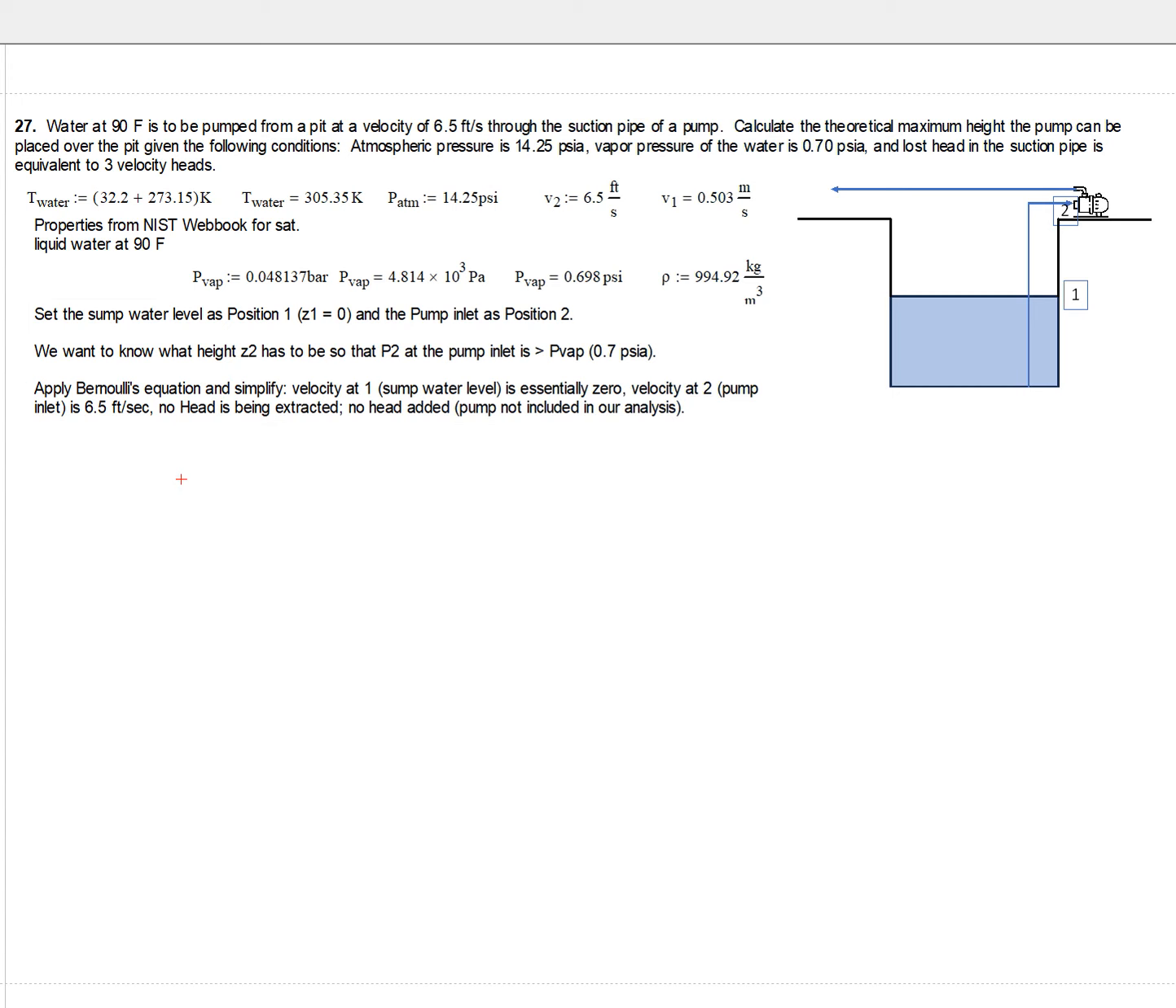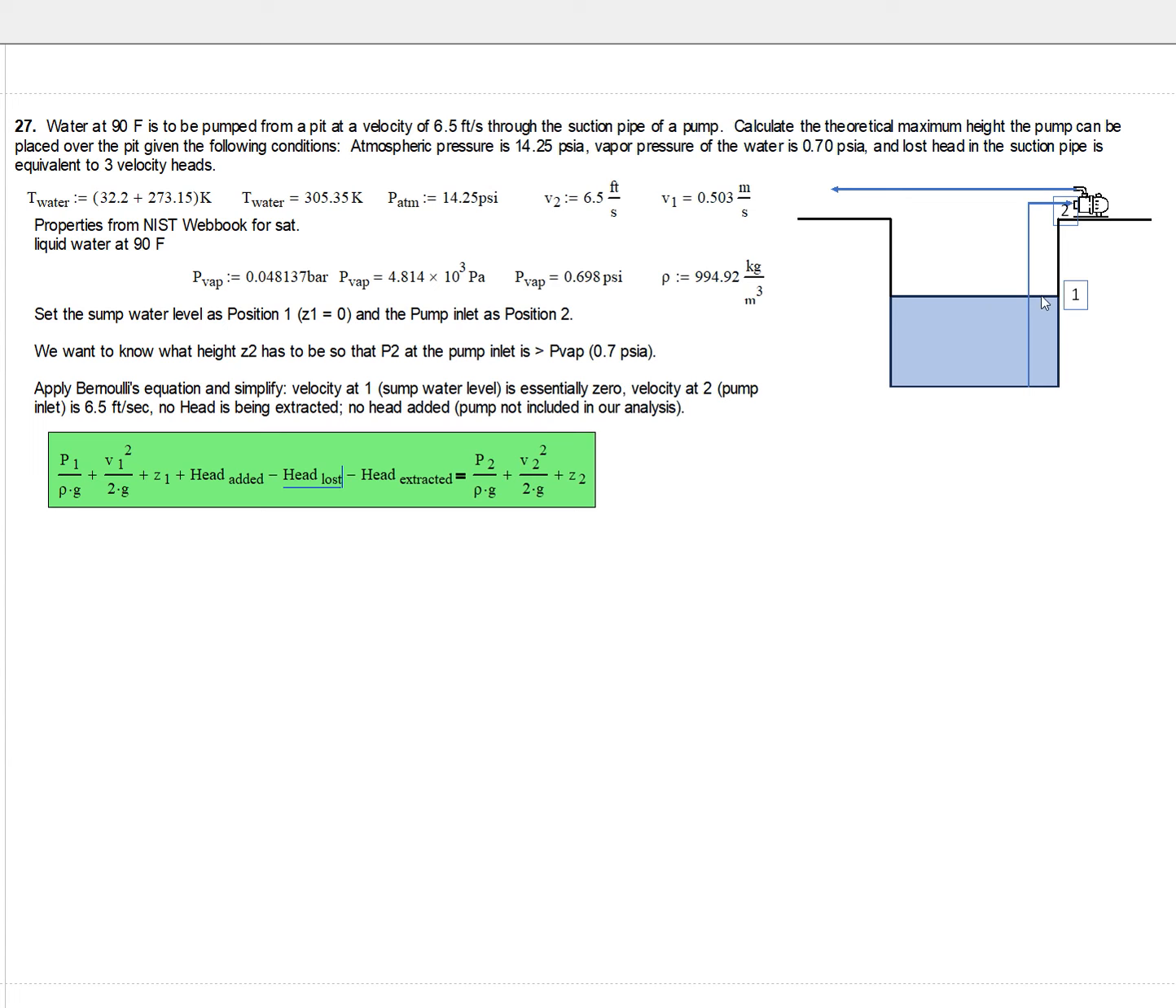And so the way to do this is to set up a Bernoulli's equation where we have position 1, and I've already indicated it, is going to be the level of fluid in the tank, or level of water in the pit. Position 2 is going to be at the pump inlet. Notice that the pump is not part of our system here. Our system is only going to go up to the pump inlet. So if I write my Bernoulli's equation, and again I like using Bernoulli's equation in the weight-based format, I write it for position 1, head added, head loss extracted, position 2.